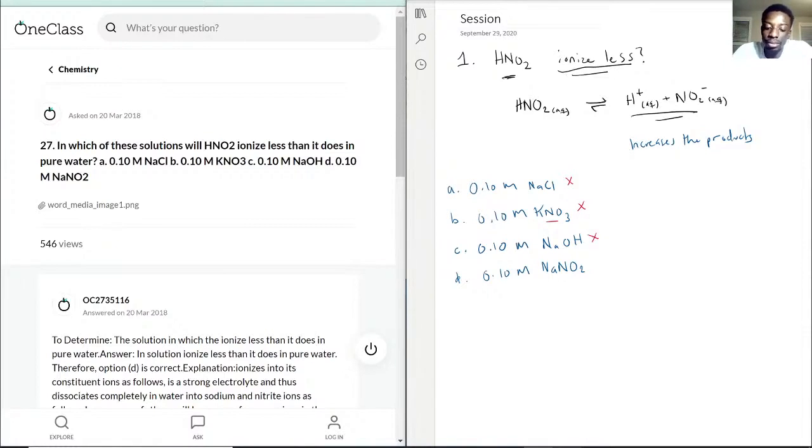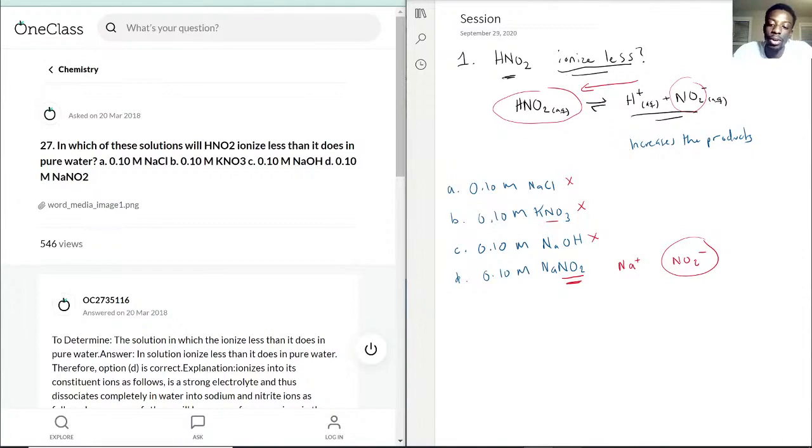Now sodium nitrite, that would be what it is. This one actually has the NO2 we're looking for. And this one, especially with sodium, likes to dissociate completely. So in the solution, you actually see Na plus and NO2 minus as well. Now these products will be competing with what we have here, meaning that now we have a lot of NO2 minus, which, based on Le Chatelier's principle, would push the reaction towards keeping it as HNO2, meaning that it would ionize less.